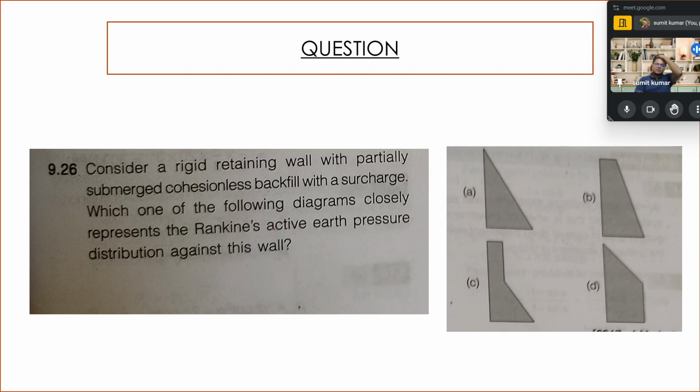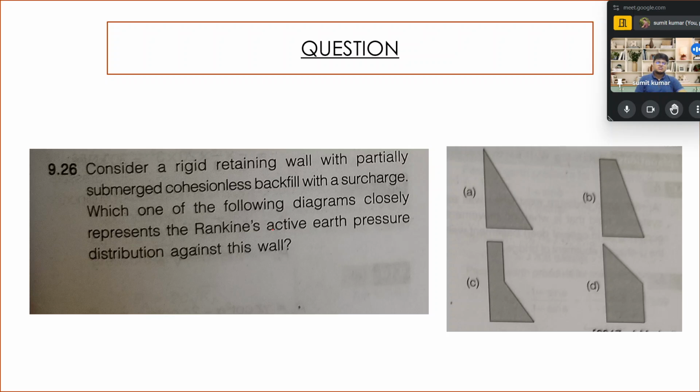Now we are moving to the next problem. The next problem states: consider a rigid retaining wall with a partially submerged cohesionless backfill with a surcharge. Which one of the following diagrams closely represents the Rankine active earth pressure distribution against the wall? As the surcharge is there and the backfill is cohesionless, due to the surcharge, K into Q plus gamma Z at Z equal to 0, some value should be there. So option A is eliminated, option D is eliminated. So option B and option C could be the potential answer.